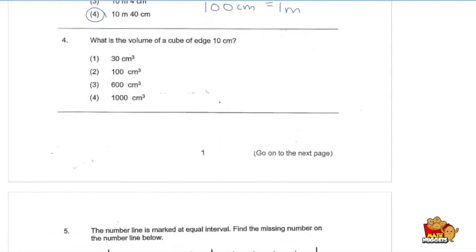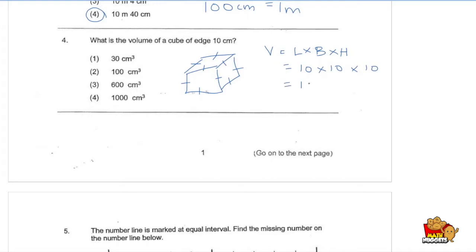Question 4, what's the volume of a cube of side 10 cm? Cube means all sides of the cube are the same length. So everything is 10 cm. So volume is equal to length times breadth times height. In this case 10 times 10 times 10, which will be equal to 1000.